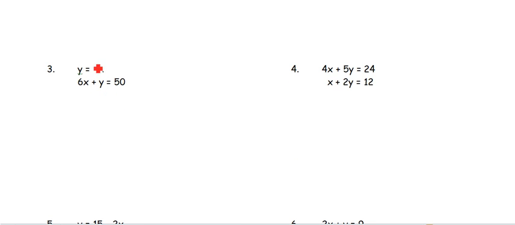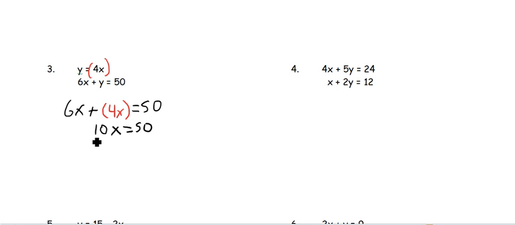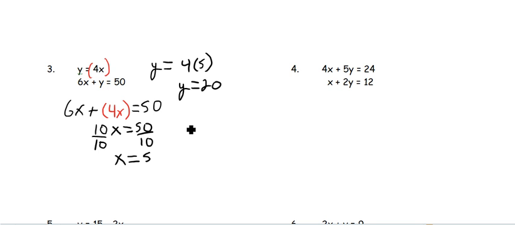Number 3, I know that y is the same thing as 4x. So I can rewrite the second equation, 6x plus, and then instead of the y, I'm going to write what I have in parentheses, 4x equals 50, 10x equals 50, x equals 5. I'm going to plug this back into this one right here. So I have y equals 4 times 5. So y equals 20. My final answer then is 5, 20.